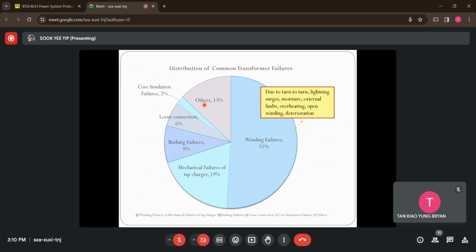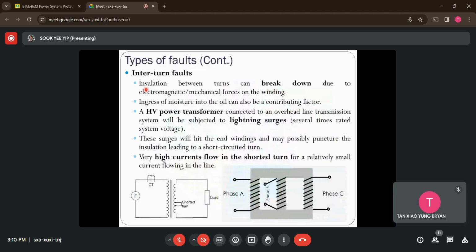Moving on, let's go to the next slide. I will start to talk about different types of faults and failures that could cause transformer operation problems. The first one I would like to talk about is the interturn fault. Remember, this kind of failure might be a short circuit of a few turns within the transformer winding, and hence it gives an increase in current flow through the short circuit loops.